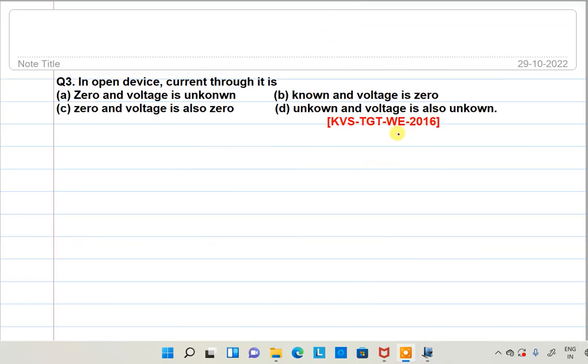Next question. This is a question from the 2016 question paper. In open circuit, the current through it is, in case of open circuit, current will be 0. Current is 0. What about voltage? Voltage is unknown. In case you don't know the source voltage, the voltage is unknown. So option A is correct.